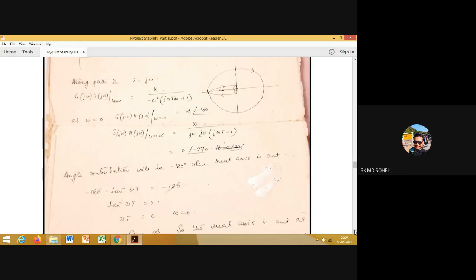Since the omega value is 0, we conclude that this plot will intersect the negative real axis only at infinity. So this is the intersecting point. After intersection, the path will move like this. Now, since this path is intersecting the negative real axis at infinity, that means the critical point minus 1 plus j0 will be somewhere over here.